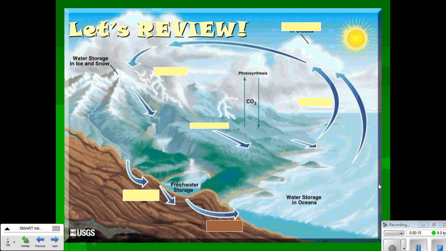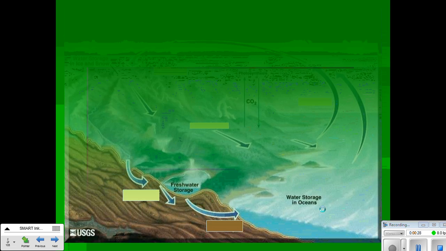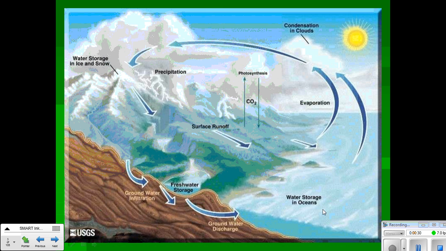And basically, if we start here in the ocean, we're going to move up into the clouds, and then it comes down out of the clouds, down the side of the mountain, and back into where it is stored. So, we've got storage in the oceans. You evaporate from that storage place. You get condensation in the clouds. Condensation are the clouds, basically. Comes down here. You get precipitation out of the clouds.